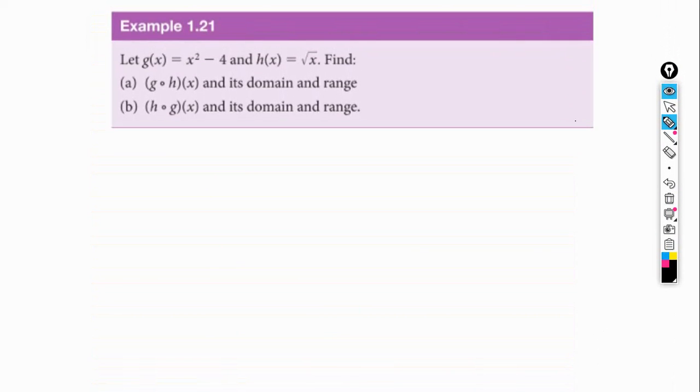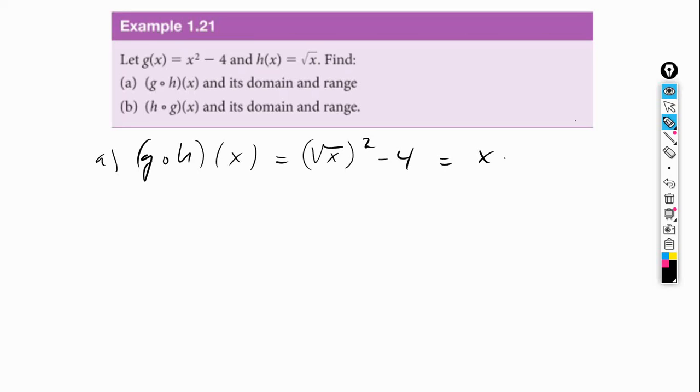Very well, so now we are in example 1.21, which will be the last one on this video. So it says, let g of x equal x squared minus 4, and h of x equal square root of x. Find a, g of h of x and its domain and range. So let's start with g of h of x. So this would be, again, plugging in h inside g of x, and that's going to be square root of x squared minus 4. And this will equal x minus 4.